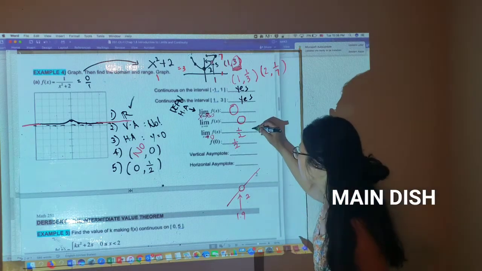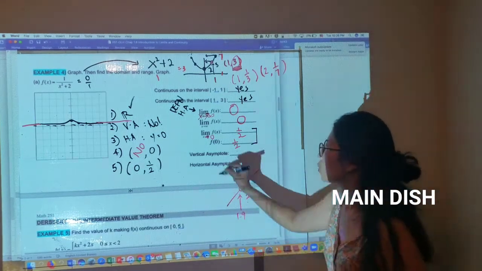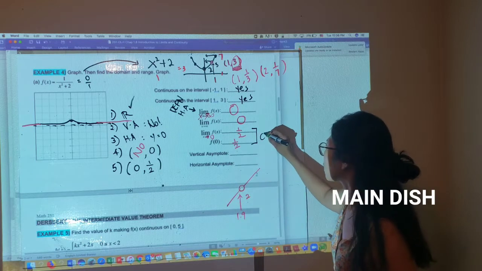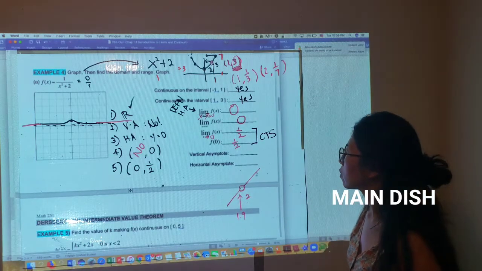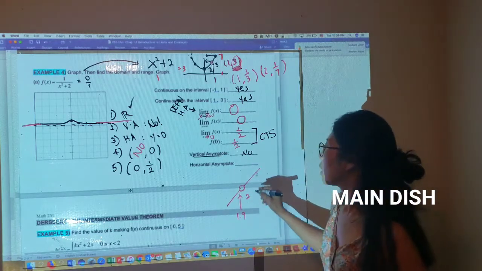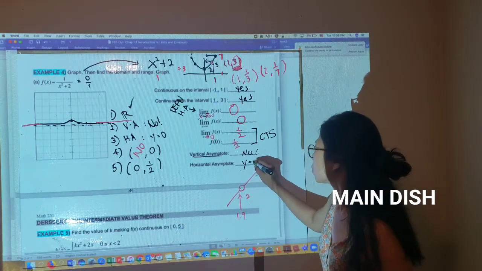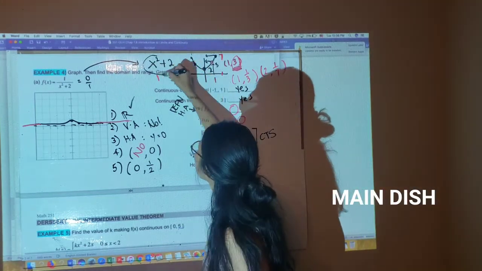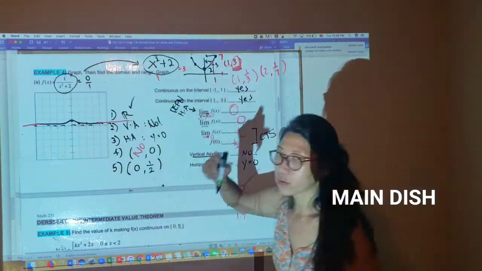And when you see these two, what can you conclude? Your limit is the same as your function value. So I can say that at 0, this function is continuous. Then do I have a vertical asymptote? No, but we have a horizontal asymptote, y equals 0. But before you answer, I want you to compare these two relationships as a reciprocal.